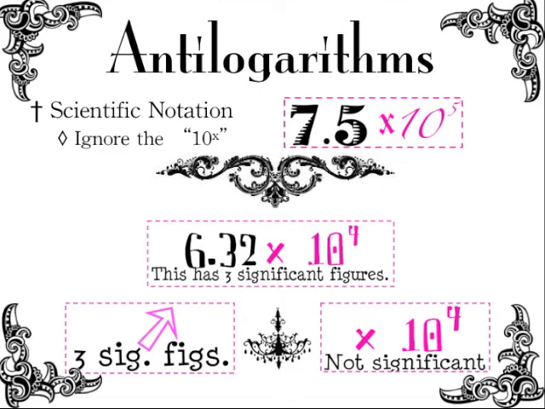When dealing with scientific notation, ignore the times 10 to the something power. 7.5 times 10 to the 5th would have 2 significant figures, and 6.32 would have 3 significant figures. The times 10 to the 4th is not significant.